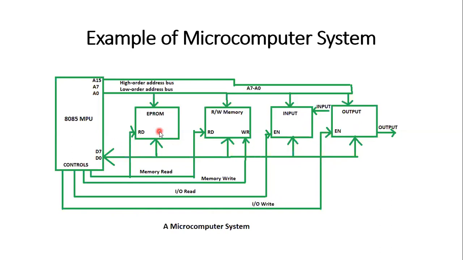Similarly, suppose that we want to read from the EPROM or a ROM, then the address is placed on the address bus. Okay. Therefore, the particular address is located, and then the control signal, that is the memory read, is used to read the data from the memory, and that is transmitted through the data bus to the microprocessor. So this is the example of a microcomputer system.